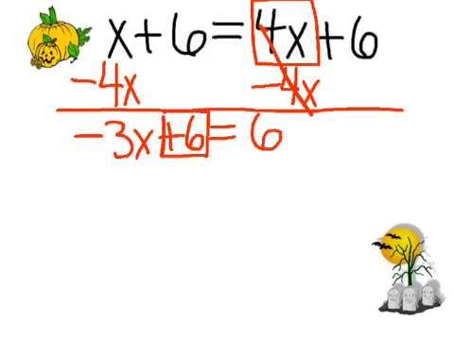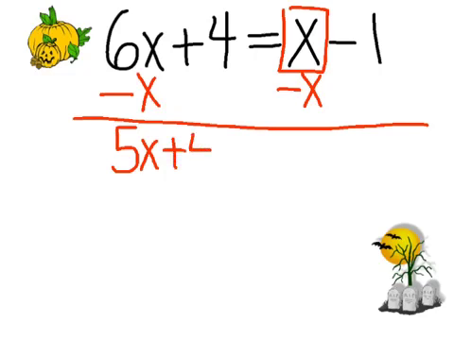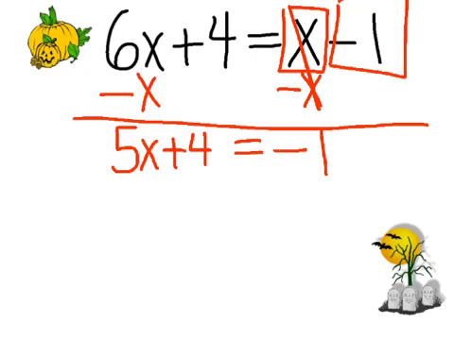Alright, practice problem number 2. We have 6x plus 4 is equal to x minus 1. We want to move our x, which means we subtract x from both sides. It's a positive x, so we want to subtract x. When we do that, we have 6x minus x, which is 5x, plus 4. On the right side, we have negative 1. Remember, if it's a minus in front of the number, you have to take that with the number. It makes it a negative 1.